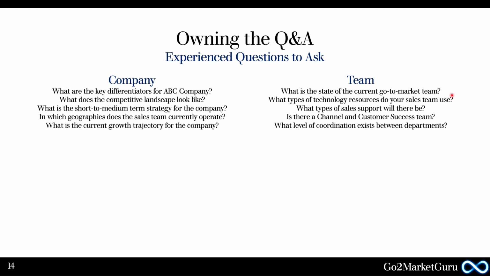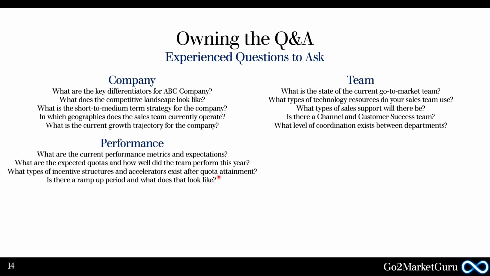What kind of technology resources does your team use? What types of sales support would there be? Is there a channel or customer success team? What level of coordination exists between departments? Performance-oriented? What are the current performance metrics? What are quota expectations? What are the incentive structures?